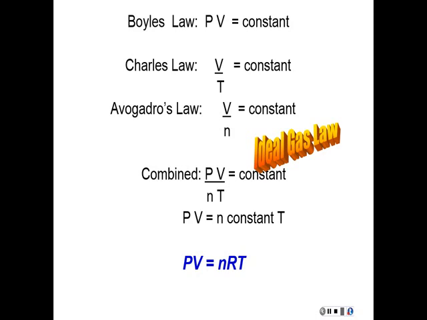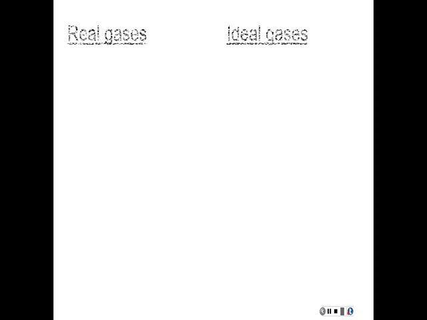Now one thing about ideal, what do they mean by that? Well, some gases are what we call ideal gases, and then other gases are more like real gases. So let's take a look at the difference between the two. Real gases have a mass. An ideal gas has no mass.